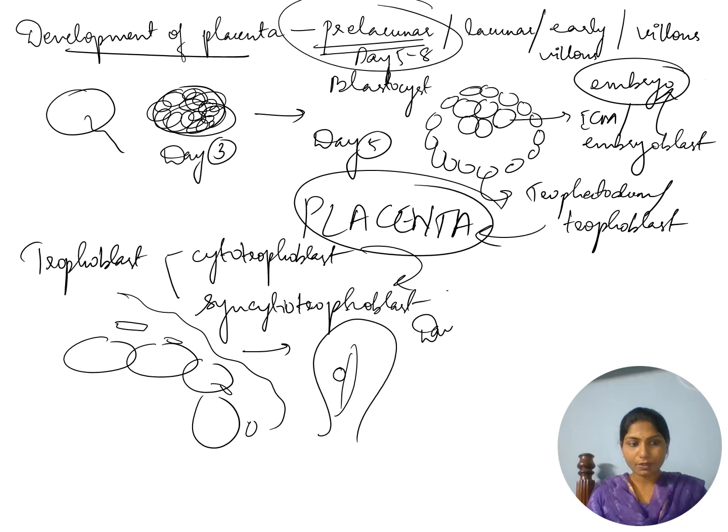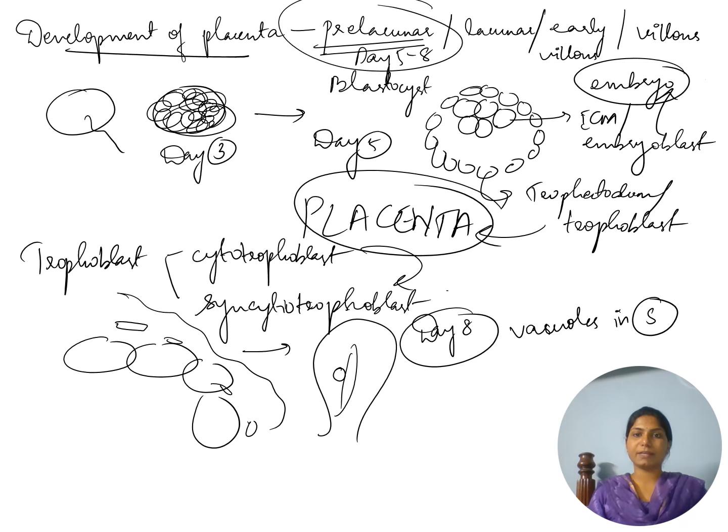And by day 8, what happens? Day 8 after fertilization, there are vacuoles which are formed in the syncytial trophoblast. That is why it is called the lacunar phase. So what is the meaning of lacunar phase? These vacuoles are developing in the syncytial trophoblast and these vacuoles will enlarge and hence it is called the lacunar phase. And once these vacuoles are developing, they become larger and larger. And once they become very large, what will happen?